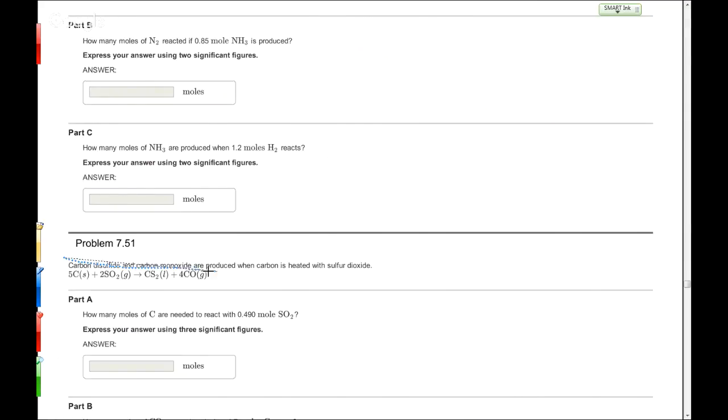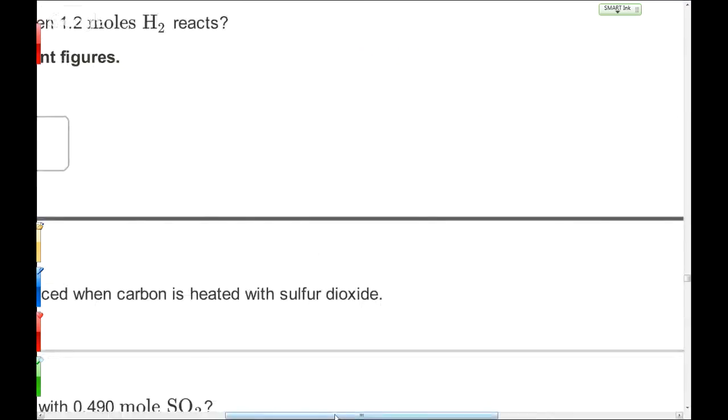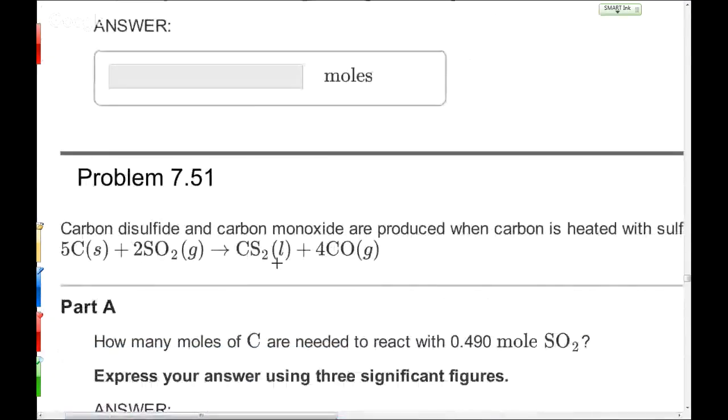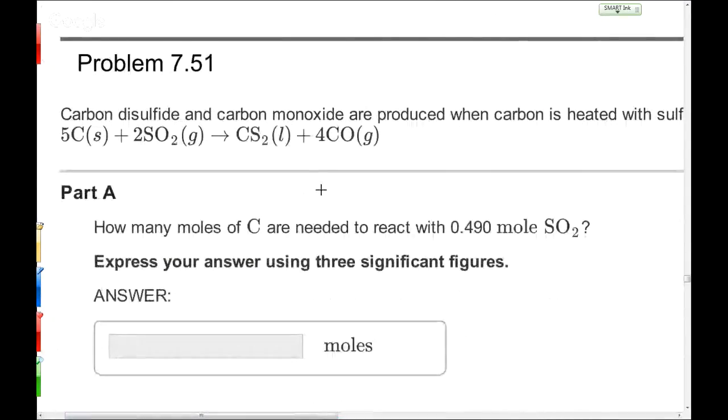Let's take a look at these. Now we'll look at what we get when we start using some slightly weirder numbers that require us to do some of those factors. So using that equation above, how many moles of carbon are needed to react with 0.490 moles of sulfur dioxide? See if you can figure that one out.